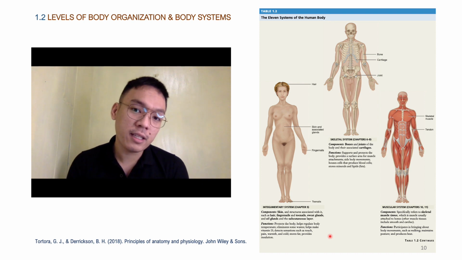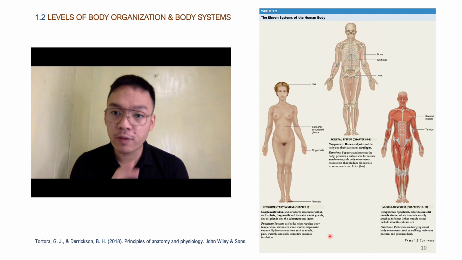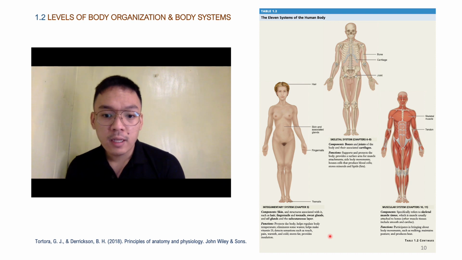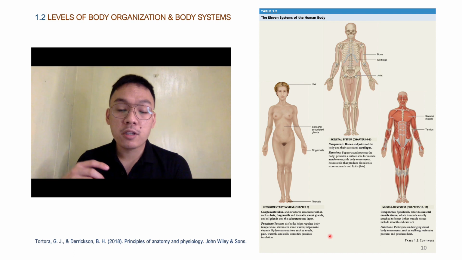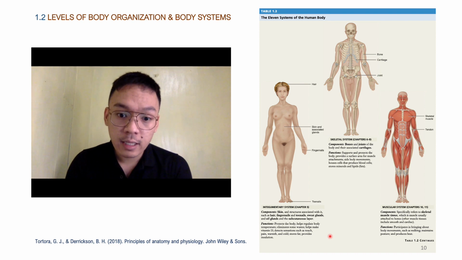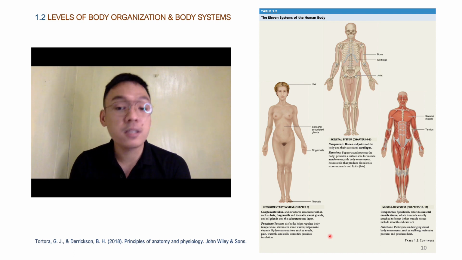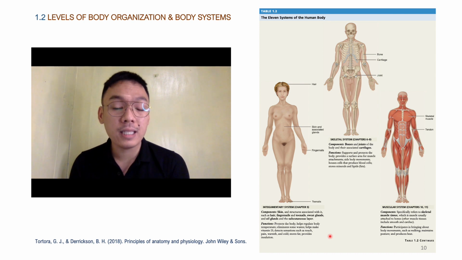And what are the functions of the integumentary system? Some of the functions are protecting the body from harmful UV rays from the sun. It regulates your body temperature, and it helps us to synthesize vitamin D.